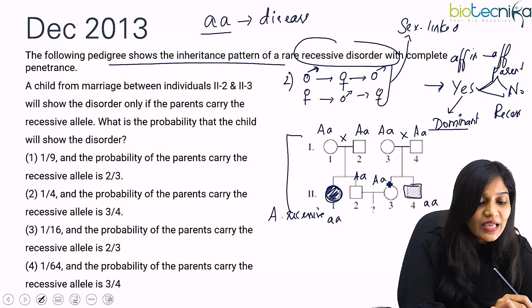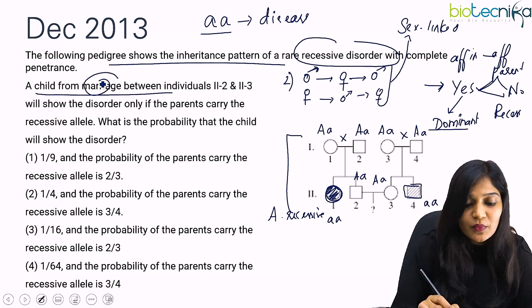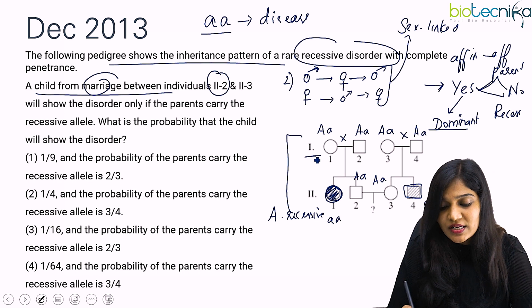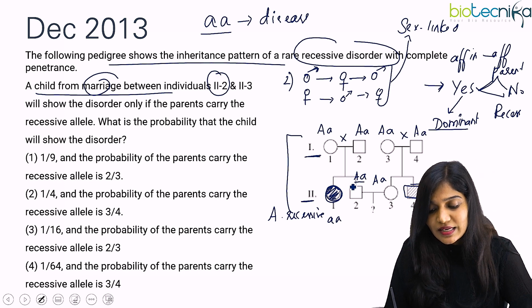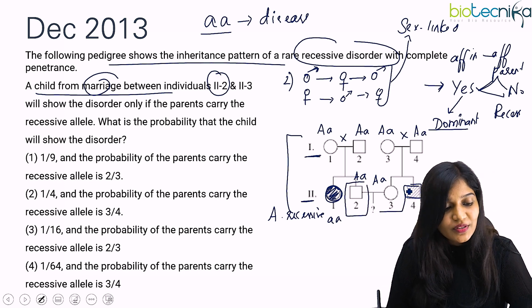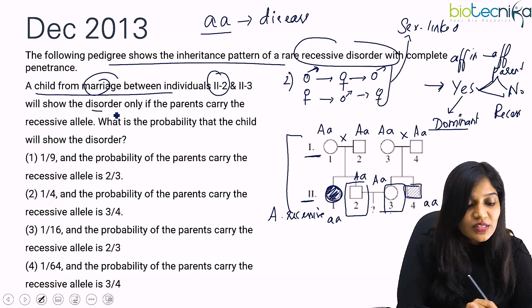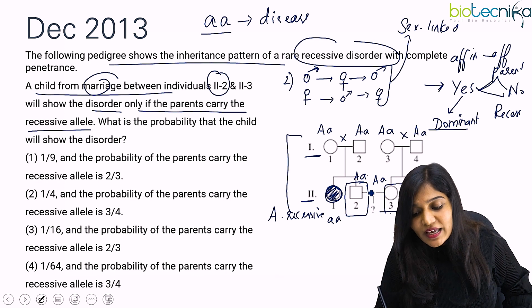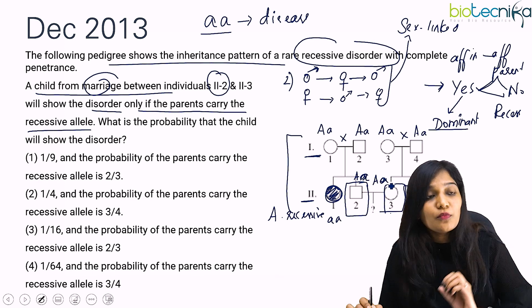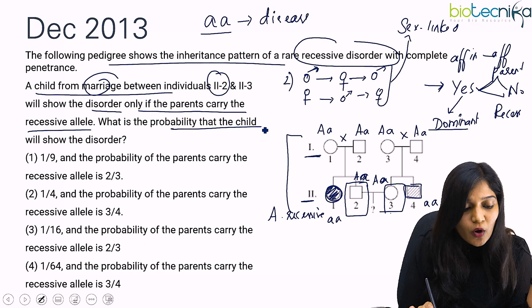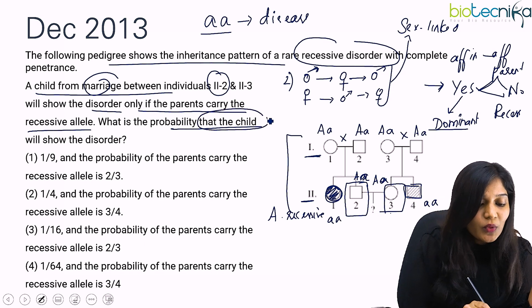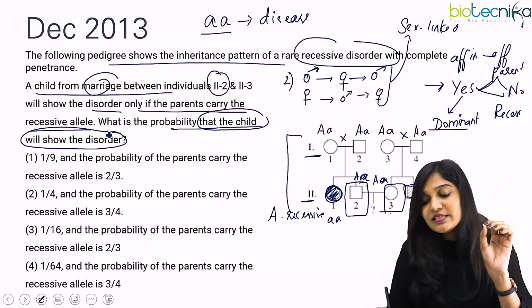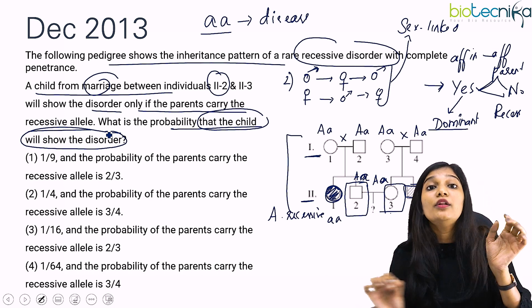The question is, a child from a marriage between individual 2, which means first generation, second generation, and individual 3. They show this disorder only if the parents carry the recessive gene. Yes, they both are carrying one of the recessive genes, small a. What is the probability that the child will show the disorder? They didn't say how many children; they are asking the total probability.